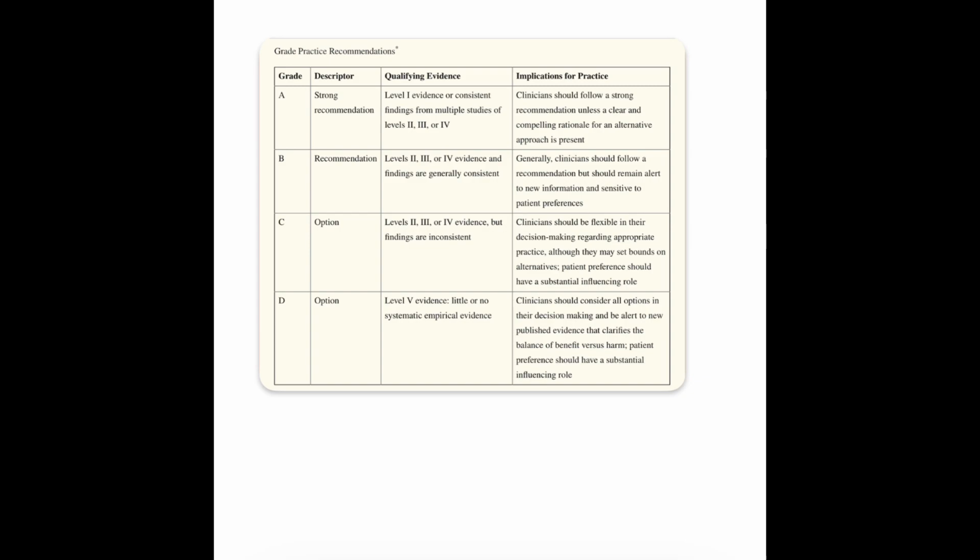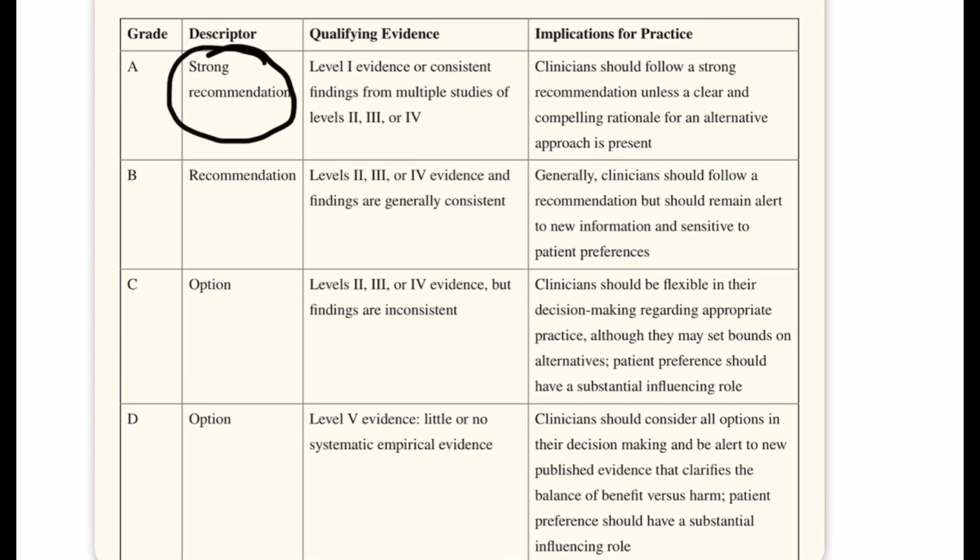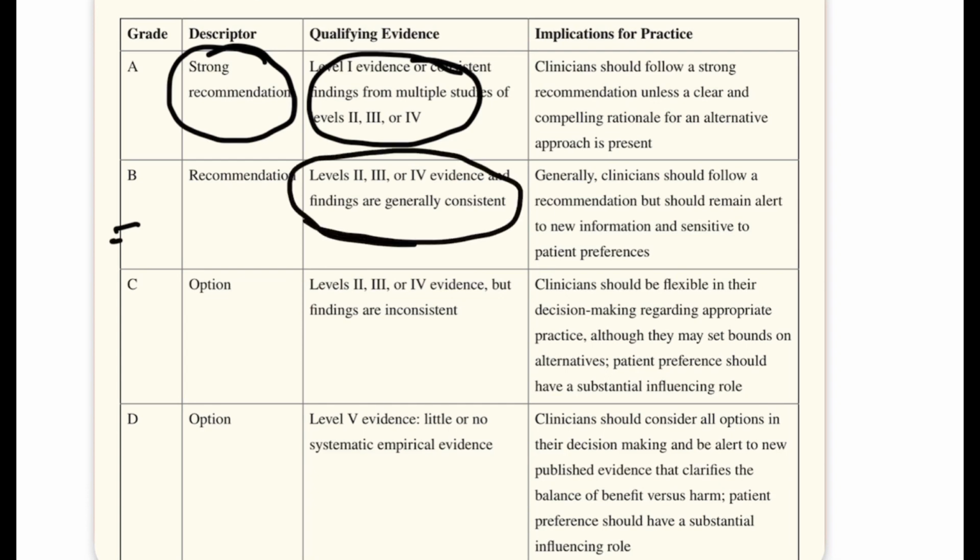Recommendations are graded: grade A, grade B, grade C, and grade D. Now, grade A is the strong recommendation. This is basically based on level 1 or properly conducted level 2 or level 3 evidences. Grade B recommendation is a good recommendation, but it is not like grade A. This is basically based on level 2 or level 3 evidences, and the findings are generally consistent.